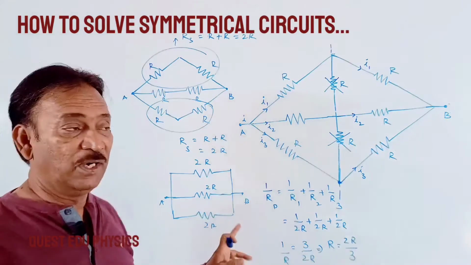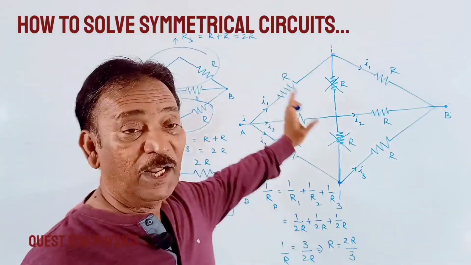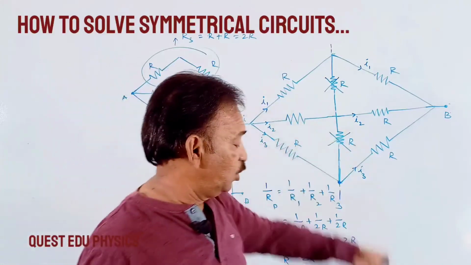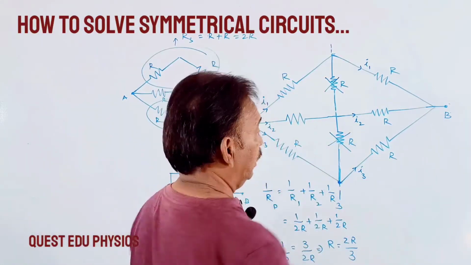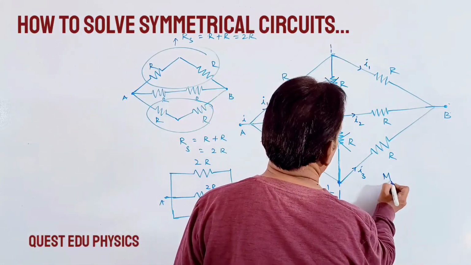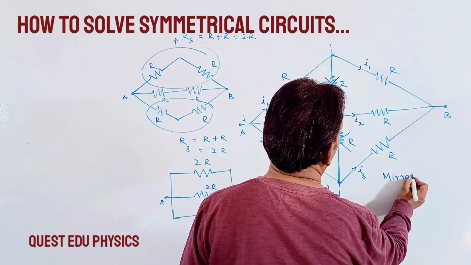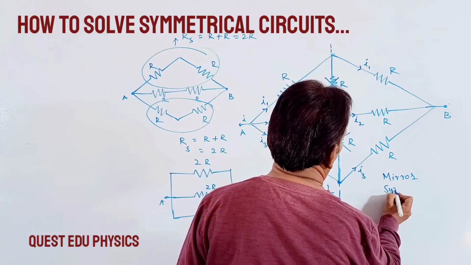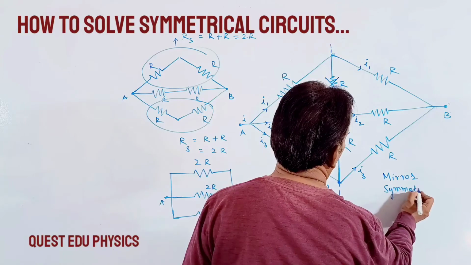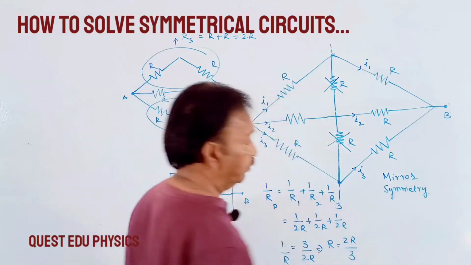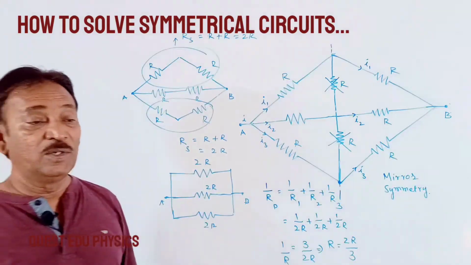Here, first we have to identify what type of symmetry it is. Here I showed the mirror. Actually, it is the best example for mirror symmetry, students. It is an example for mirror symmetry. Okay, students, I hope you understood.